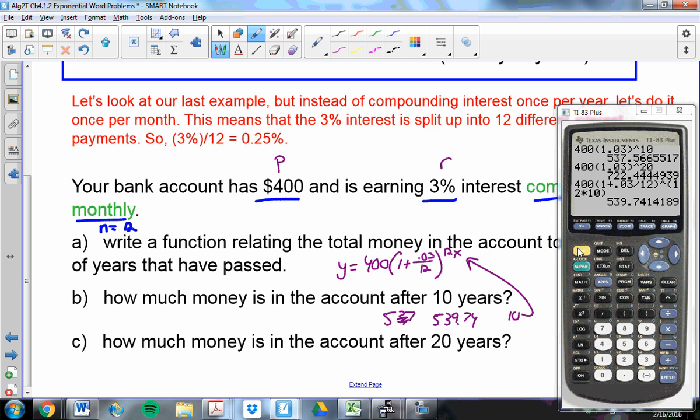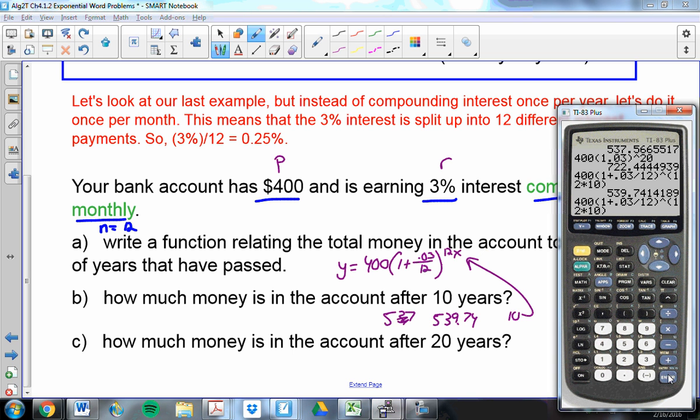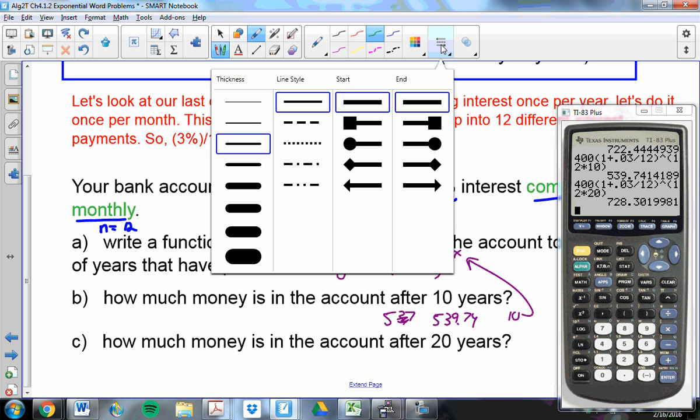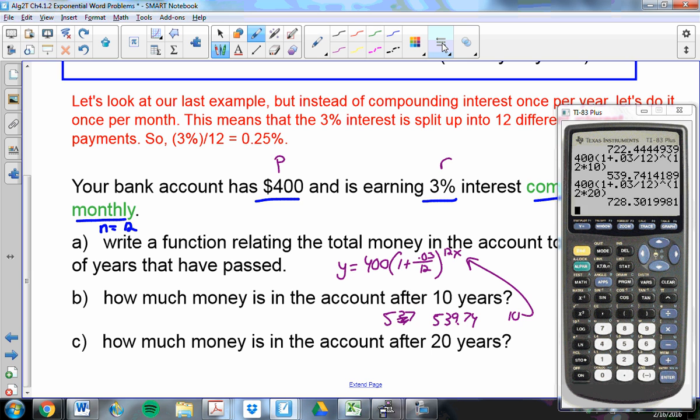Let's do it again, plugging in a 20. Second enter pulls up my previous equation. I'll go back and change this 10 to a 20. Now I got 728. It used to be 722, now it's 728. It doesn't make a big difference, but if you have a lot of money and you're doing it for a long period of time, it can actually add up to hundreds or maybe even thousands of dollars.